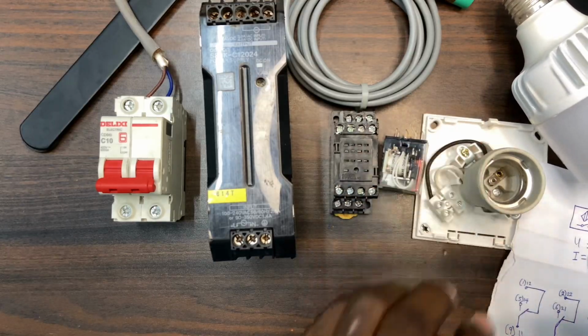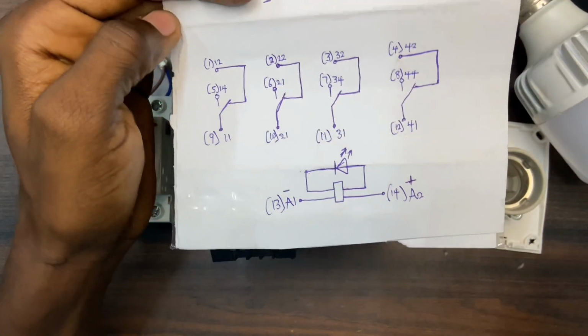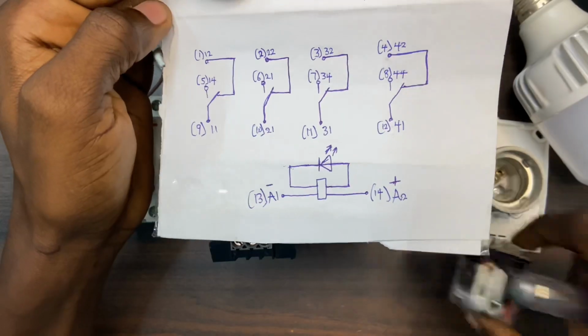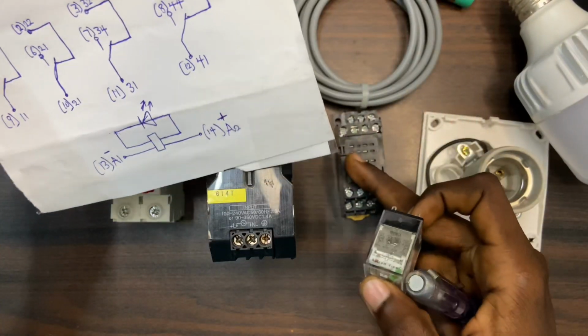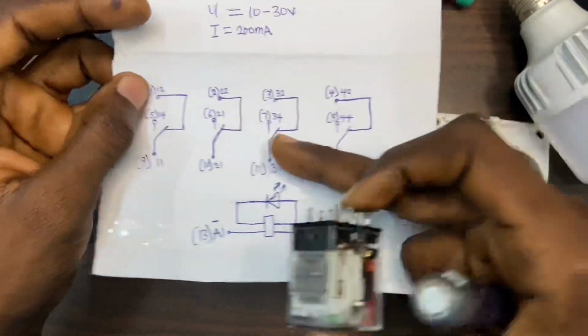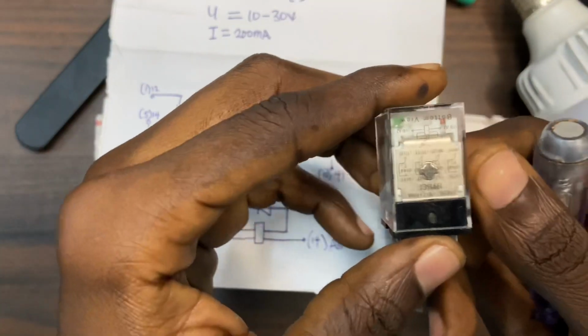So let's get started. Over here is the wiring diagram on the relay. This is the coil and this is the base or the socket. We have this wiring diagram on the coil. You have it here.